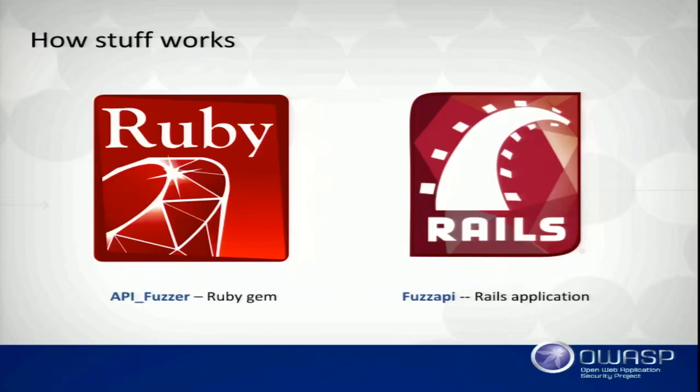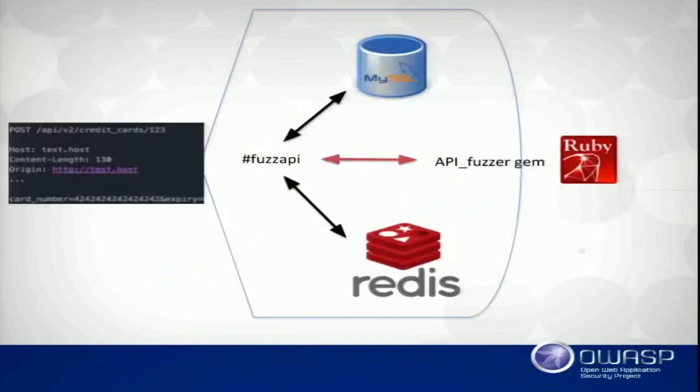So let's go into the deep dive. This is how it looks. You give a valid request to fuzzapi. It uses Sidekiq to process the request, and it stores it in Redis. Once the queue is empty, the job gets popped out, and then the API fuzzer comes into the picture. It runs all the checks on that particular request and stores the results in the MySQL database. It's a pretty simple architecture.